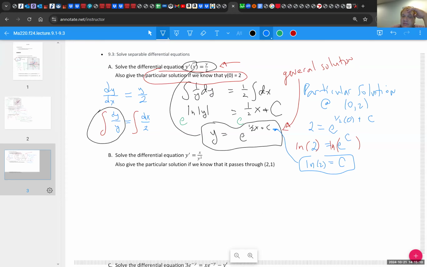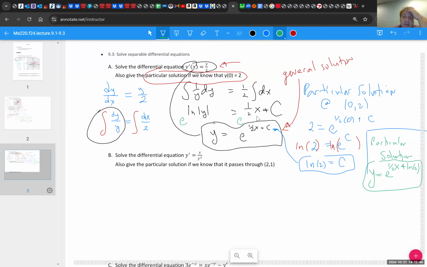So our particular solution, I guess I'll write it over here. Our particular solution, well, it's the general solution, y equals e to the 1/2 x, but we know what big C is now. Big C is ln 2. So I'll put 1/2 x plus ln 2, and that is the solution to the differential equation, y prime is equal to y over 2, if we also know that y of 0 is equal to 2.